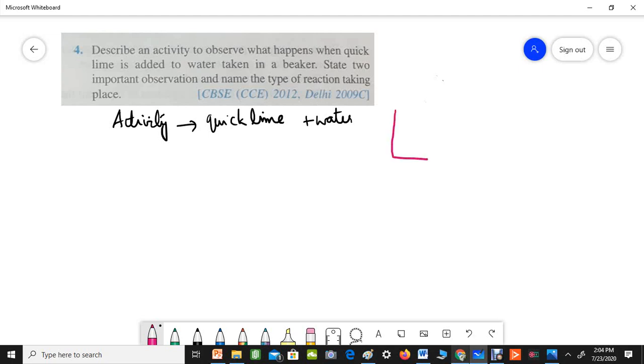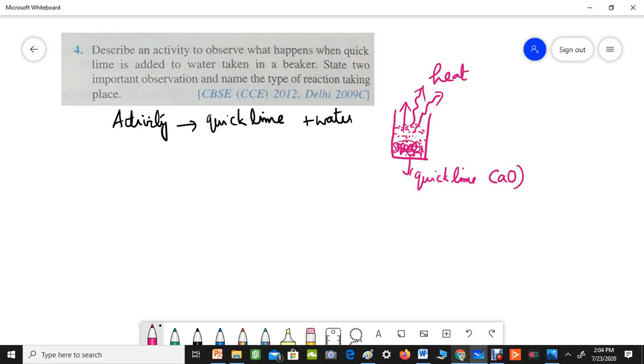You already know that quicklime is white color. So consider this as quicklime, and it is white in color. And when you sprinkle water on quicklime, large amount of heat is produced, which means that this is an exothermic reaction.